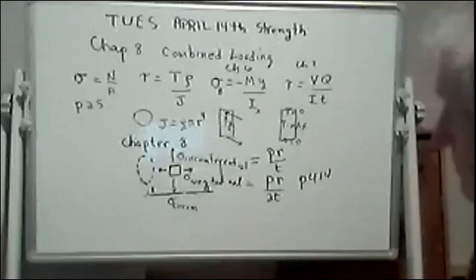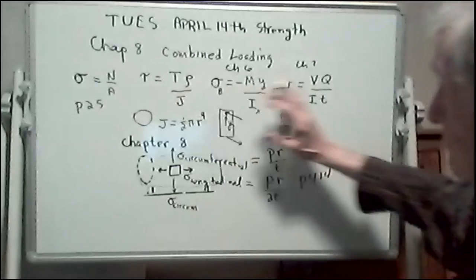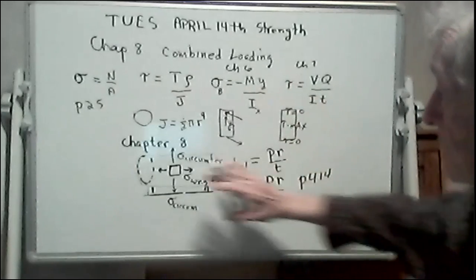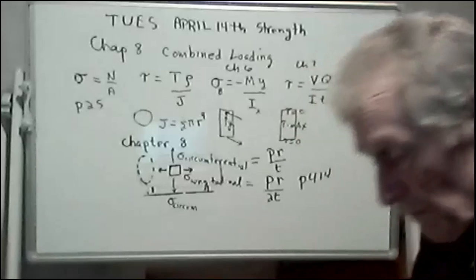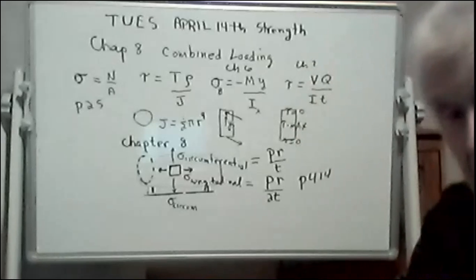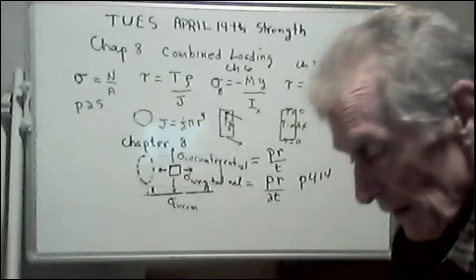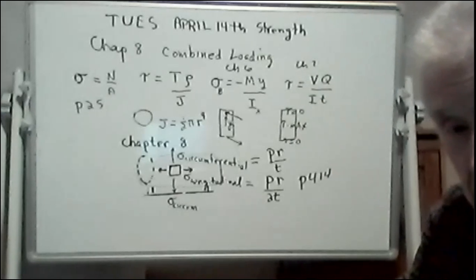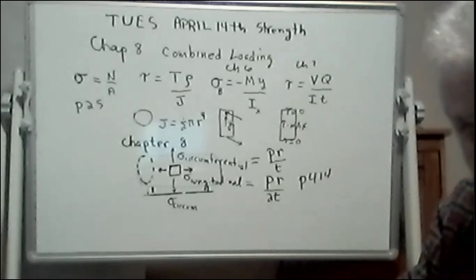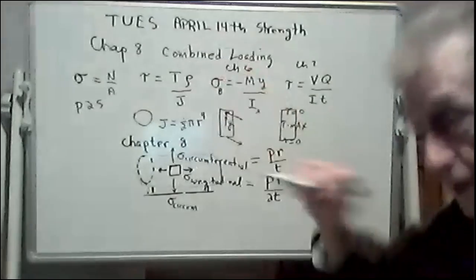So now let's review what I've told you. We have 1, 2, 3, 4, 5, 6 kinds of stress. Some of them are normal stresses, and some of them are shear stresses. And you can have a combination of several stresses acting on your body at the same time. And they call that combined loading.